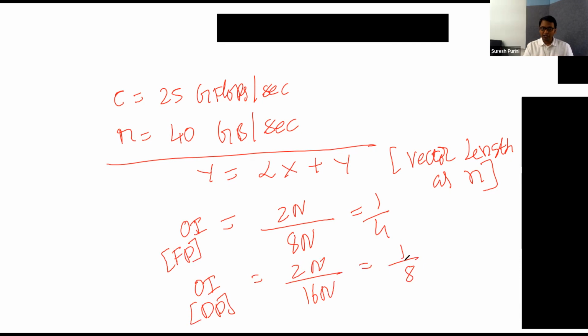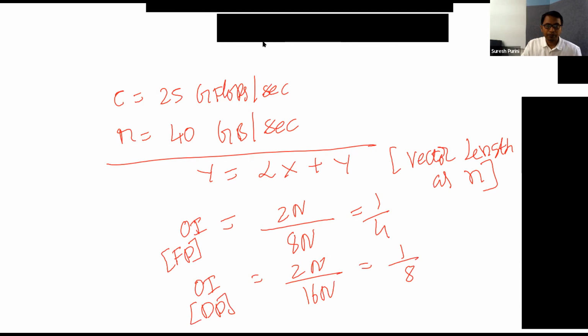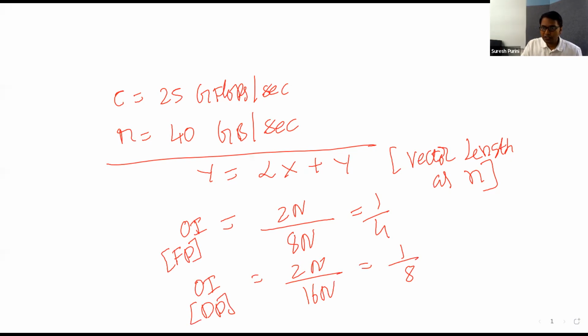So this is the operational intensity. For this particular program, what is the achievable peak compute? The peak achievable compute is operational intensity into compute power. So the peak achievable for this program, if you see, let's go here.